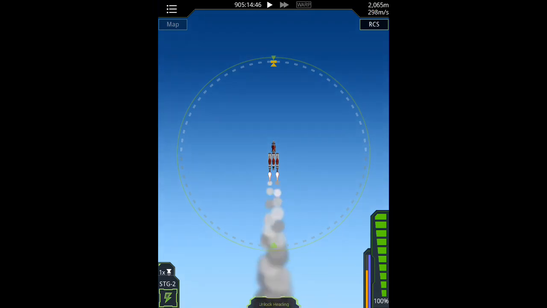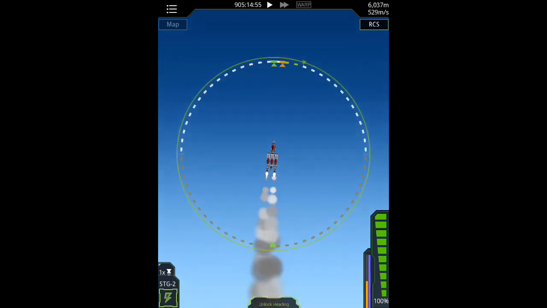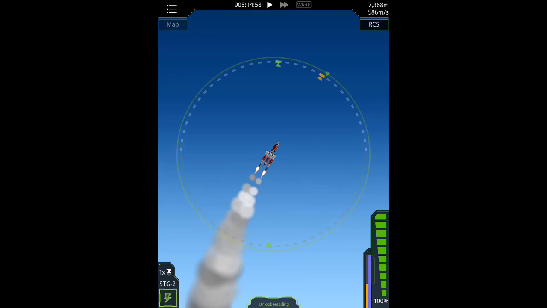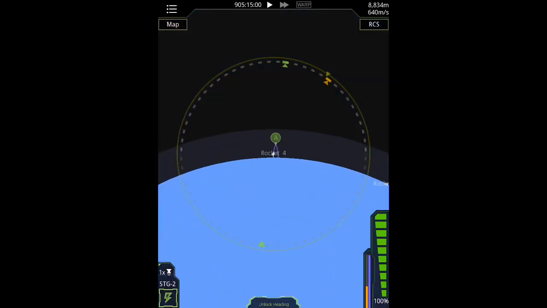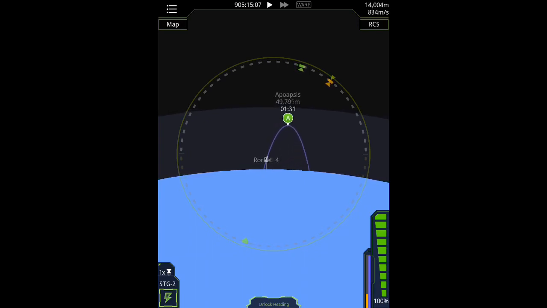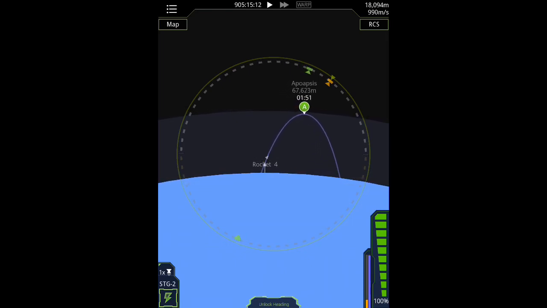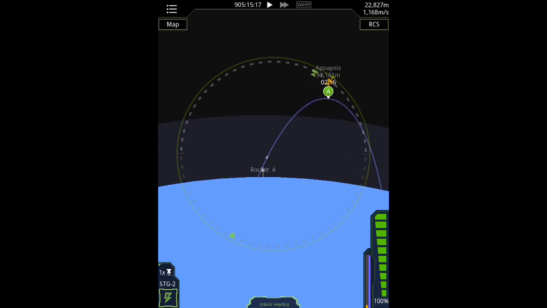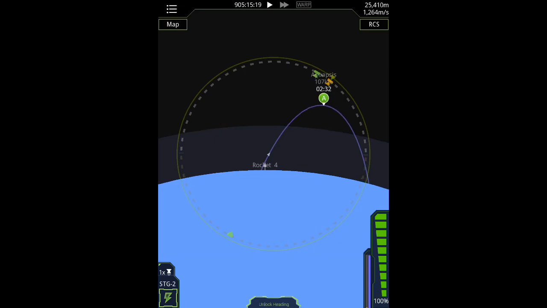Around 5,000 meters, we're going to gain some horizontal velocity when we start our gravity turn. And let's go right about now. So if we look at our map, now we have some horizontal components to our trajectory. As you can see, our max altitude is climbing. We are almost out of the atmosphere on the max trajectory, and there we go. We're just going to let this stage burn off.